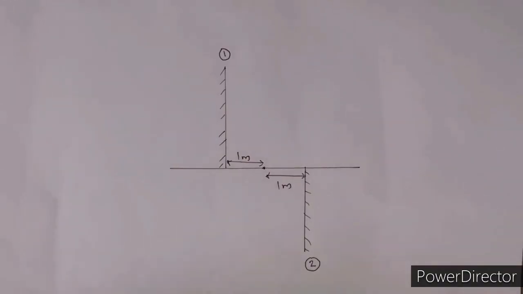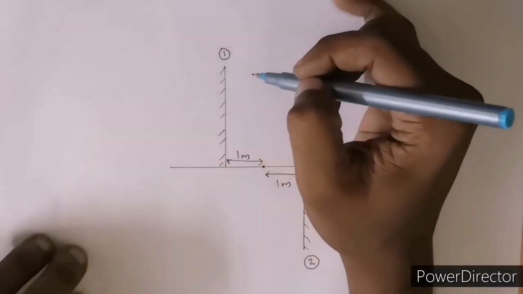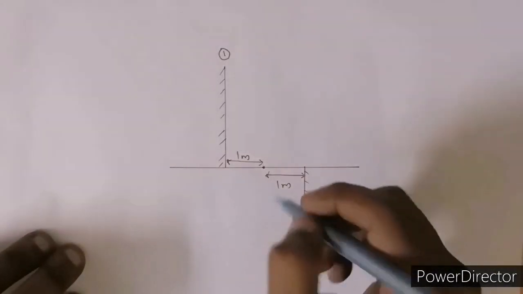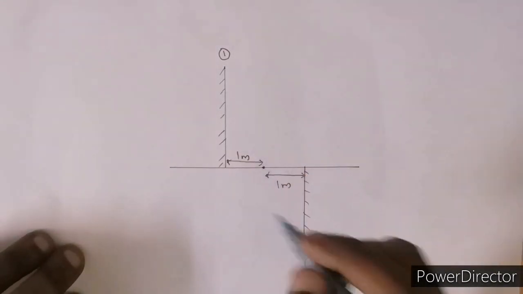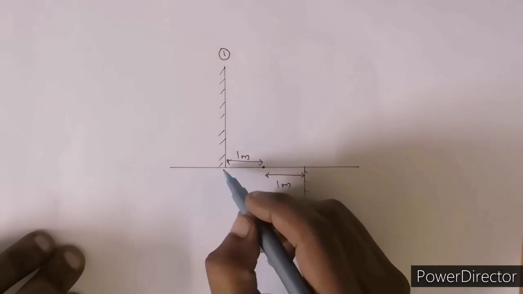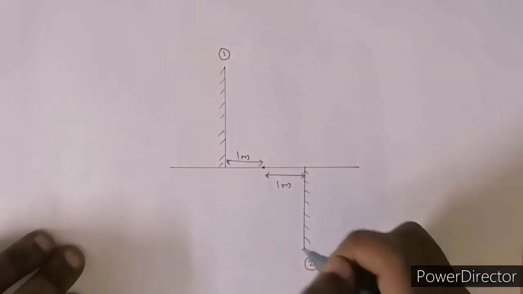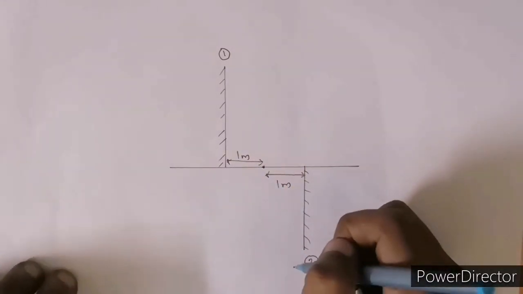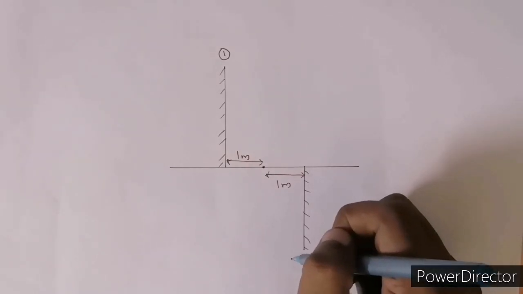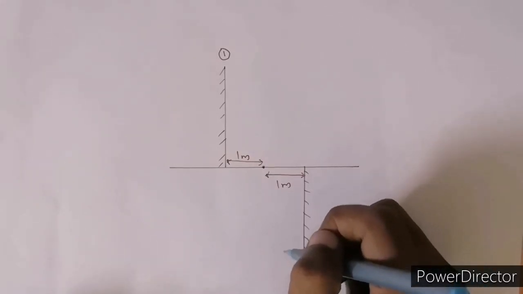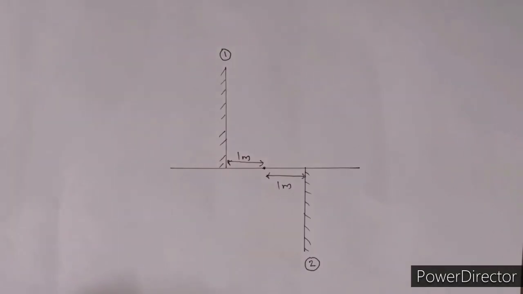Let us consider two plane mirrors placed like this. This one is mirror number 1 and this one is mirror number 2, and I place an object exactly here, 1 meter from mirror number 1 and 1 meter from mirror number 2. So in this case, how many images will be produced? Let's see what happens to the images produced by these two mirrors.